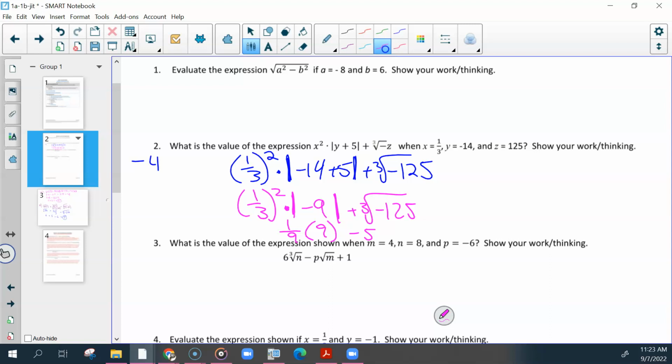Then we can multiply and then subtract. So 1/9 times 9 would give us 1. And 1 minus 5 would give us -4. -4 was the correct answer. If you did get something else, double check all of your steps. You may have missed something.